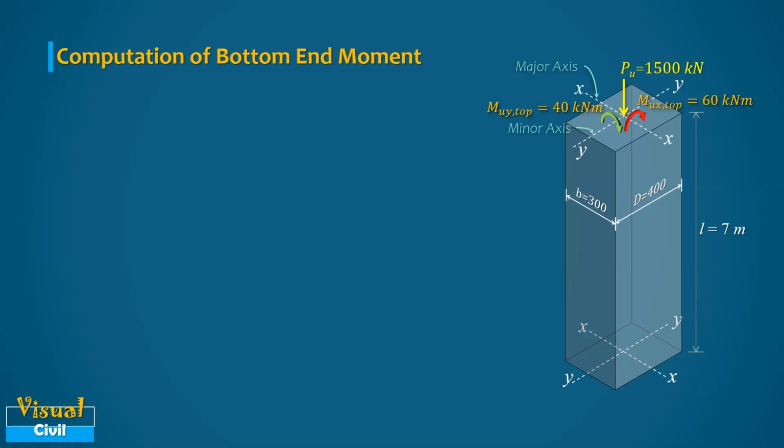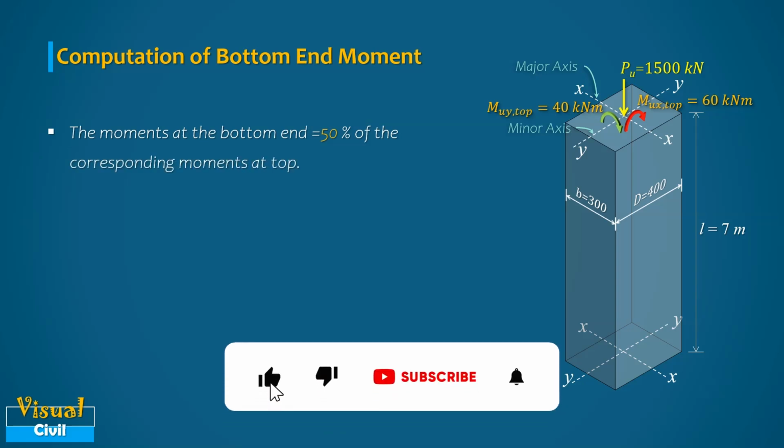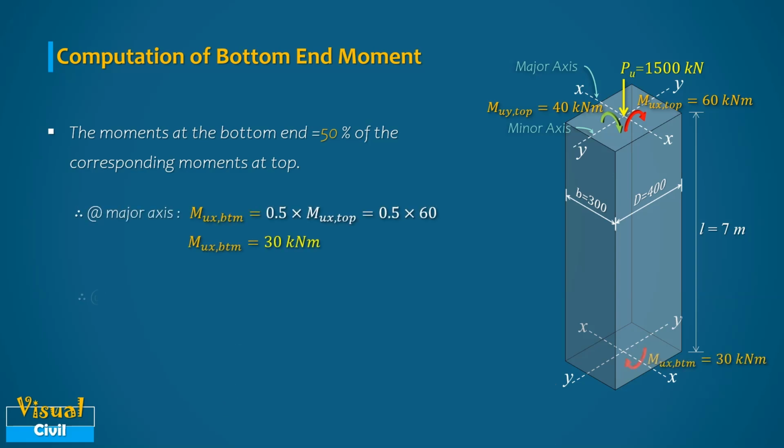First, calculate the moment at the bottom end of the column. These moments are equal to 50% of the corresponding moments at the top. Therefore, the bottom end moment about the major axis is equal to 30 kN, while that about the minor axis is 20 kN.